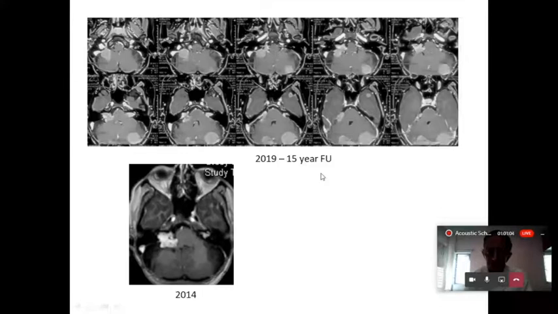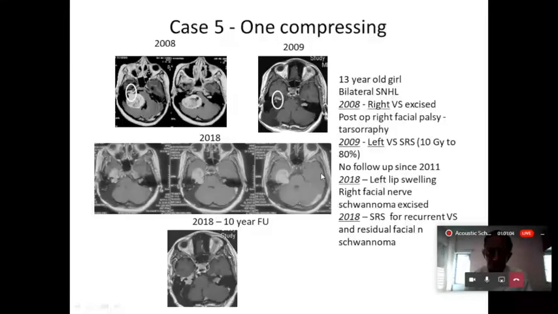Case number 5. We have this 13-year-old girl, bilateral hearing loss, right-sided tumor being very large, left being small. But what I want to highlight is this small tumor here. That's actually a facial nerve schwannoma. We excised the vestibular schwannoma, but left the facial nerve schwannoma, obviously, and we produced a facial palsy.